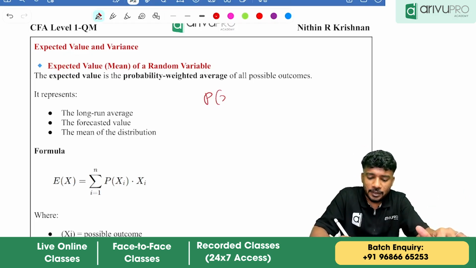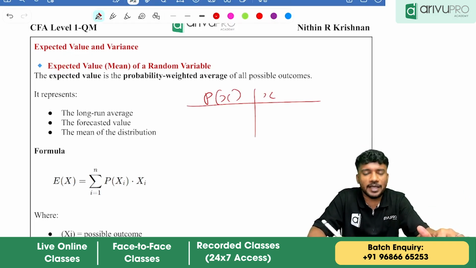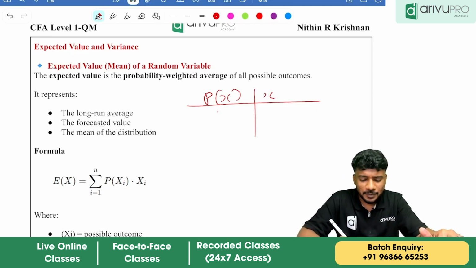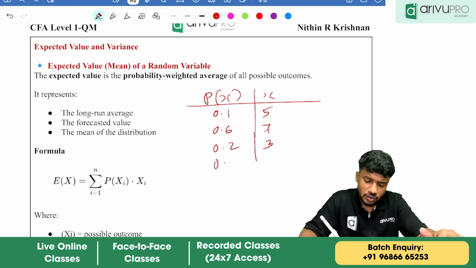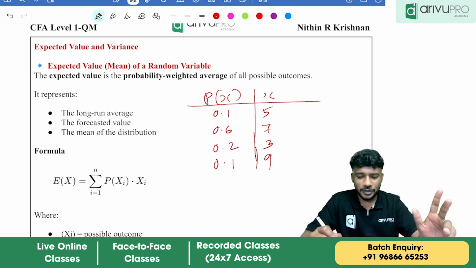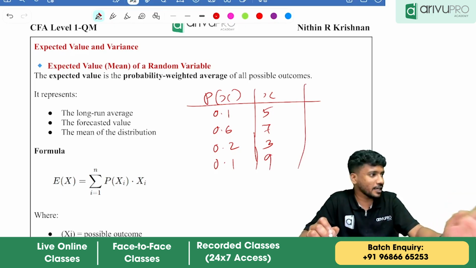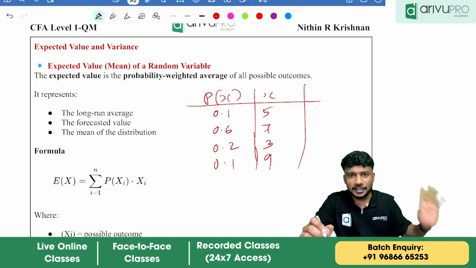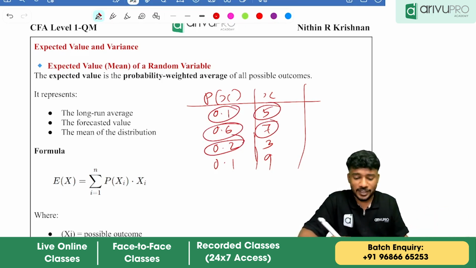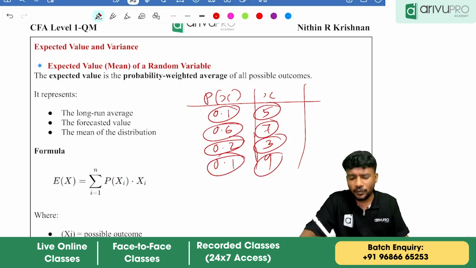They will give you the probability, then they will give you the corresponding x values. That will be given in the question. Probability values will be, for example, 0.1, x is 5, 0.6, x is 7, then 0.2, x is 3, then 0.4, x, 0.1 again, x is 9. Likewise, the values will be given. So we will use the data function in our calculator. We will press second data, type the x1 value, y1 value, x2 value, y2 value, x3 value, y3 value, x4 value, y4 value.